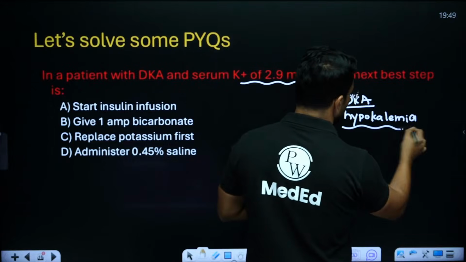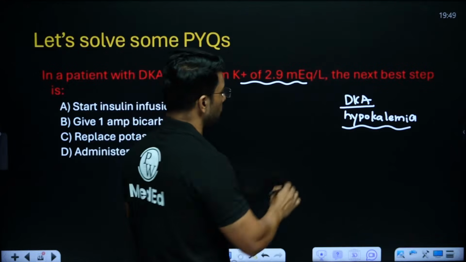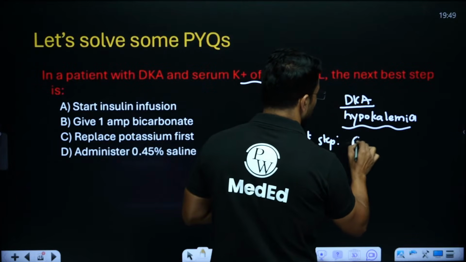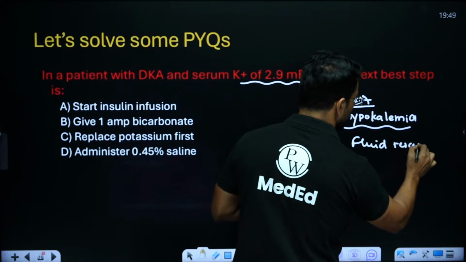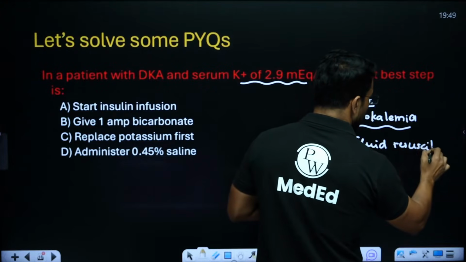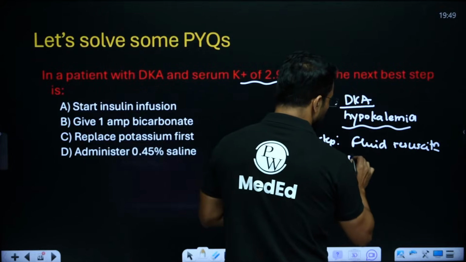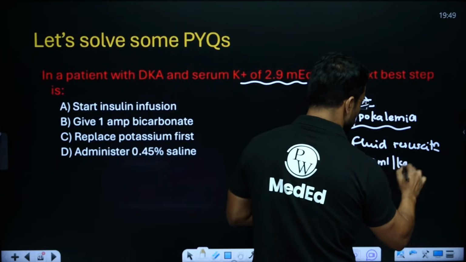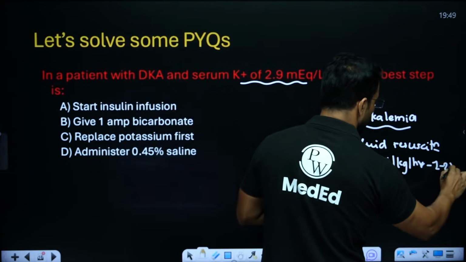Any patient with DKA, whether with low potassium or not, the first step is always fluid. But what fluid? Fluid resuscitation will be the first step. But for resuscitation, what is the fluid of choice? Normal saline. How much are we giving? 15 to 20 ml per kg per hour for 1 to 2 hours.